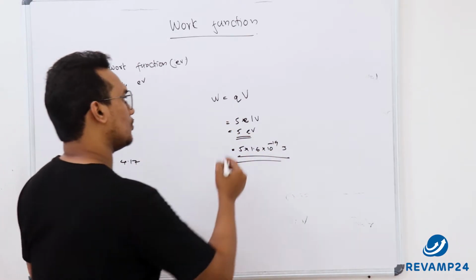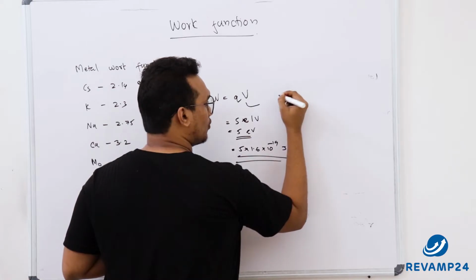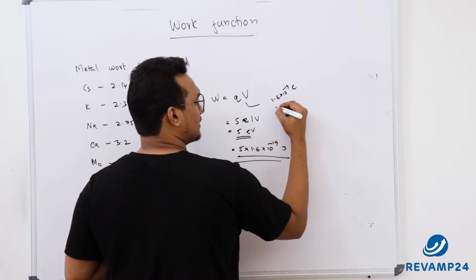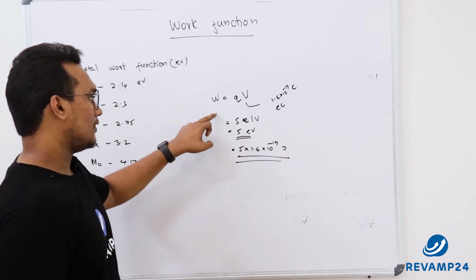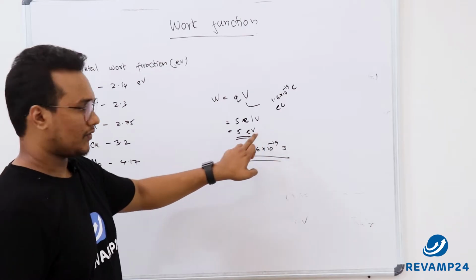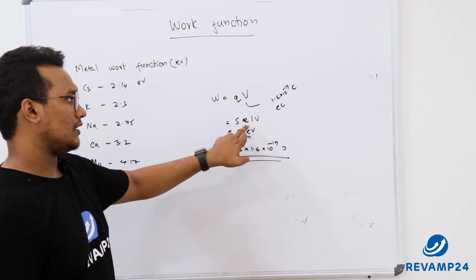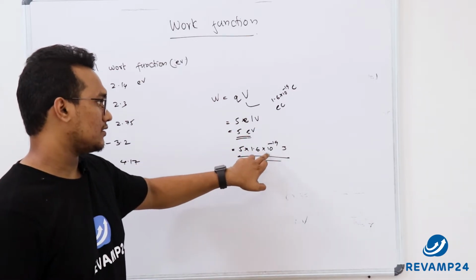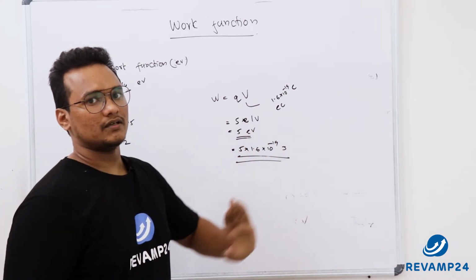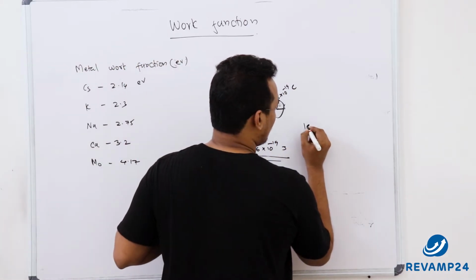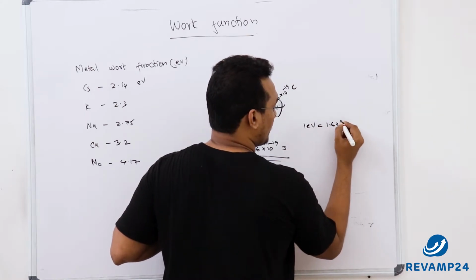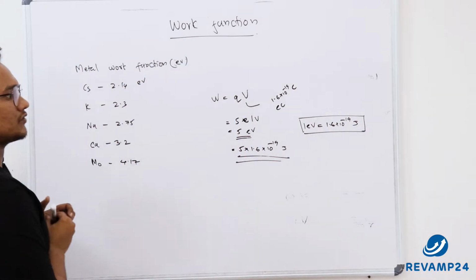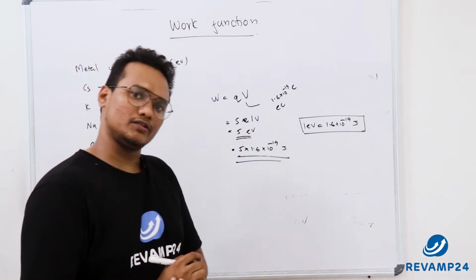But if you are substituting Q in terms of e coulombs instead of 1.6 into 10 power minus 19 coulomb, we will get the units in electron volt. 5 electron volt means here 5 electrons, so 5e. Now instead of electrons, if you are converting it as 1.6 into 10 power minus 19, the value will be measured in joules. So simply, 1 electron volt is equal to 1.6 into 10 power minus 19 joule. This can be used for the conversion of electron volt to joule and joule to electron volt.